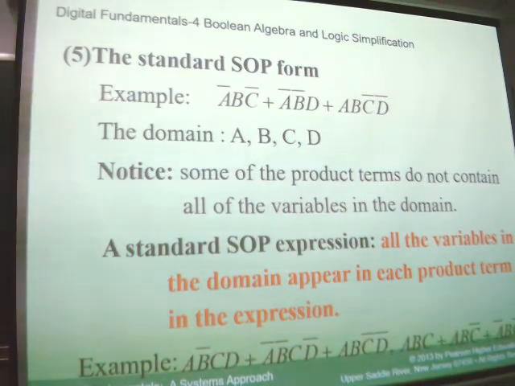Then, if we know the general SOP form expression, how can we convert it to our standard SOP form? For example, this expression is in general SOP form, and the domain is A, B, C, D.